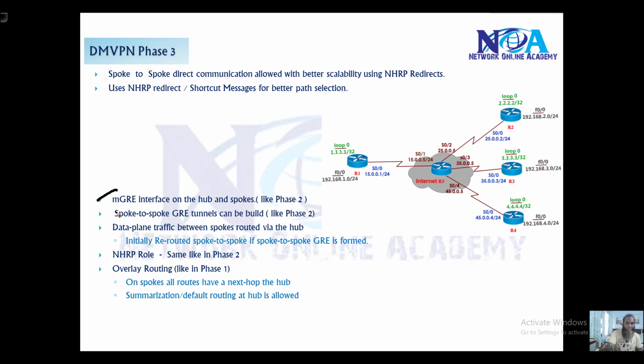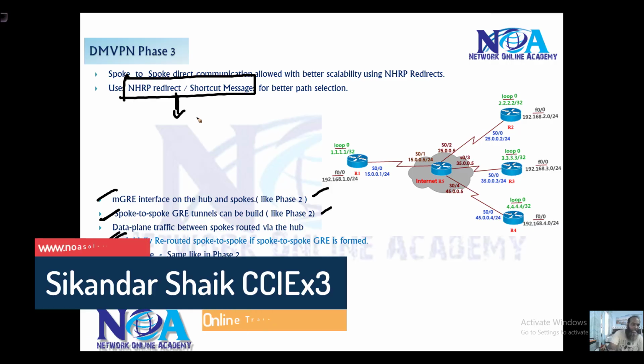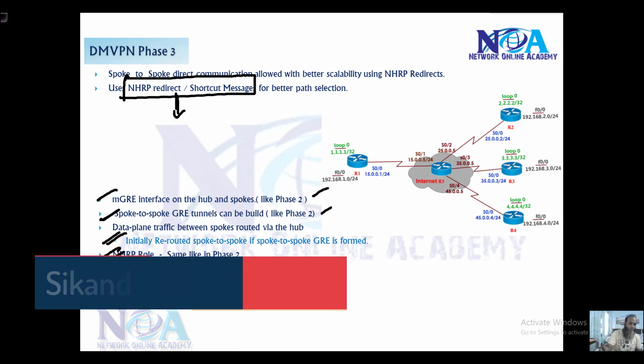So if you see the summary points, everything is like a phase 2 only. You can see we can use multi-point GRE, we can have spoke-to-spoke tunnels. The traffic will go initially through the hub and then spoke-to-spoke tunnels will be established. The role of NHRP is still the same. So everything is same as I said except this redirect messages. So you can still have a summarization of the routes. This is more like a phase 1.